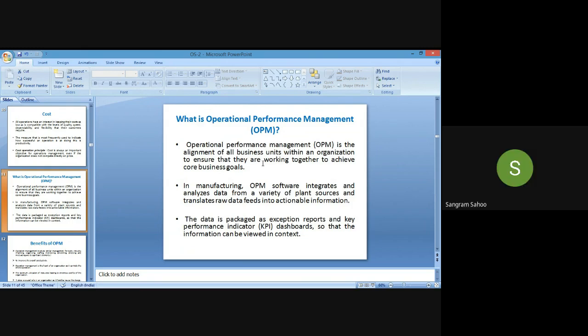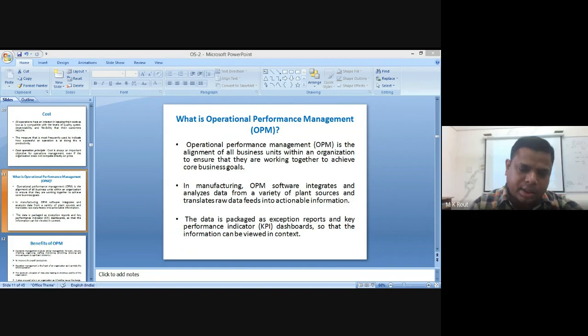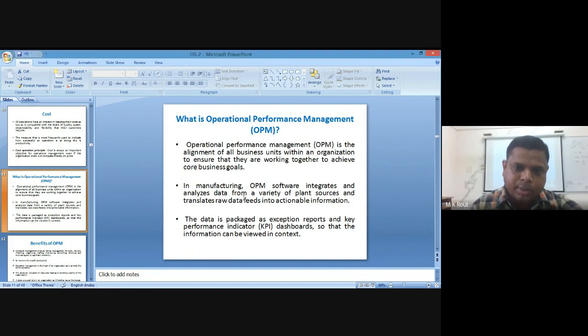Sir, align all business units means within, suppose, the Tata Steel business and its units alongside the location? No, no, not the whole Tata. That is already written. Don't get confused on that particular thing. The alignment of all business units within an organization.